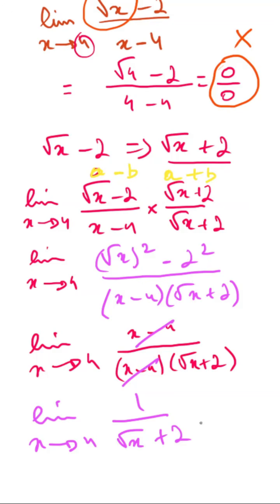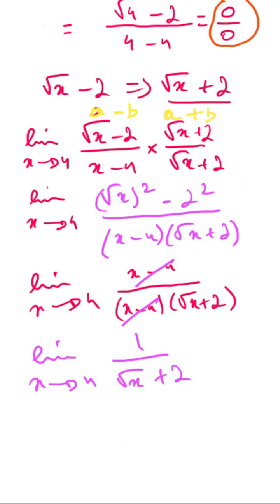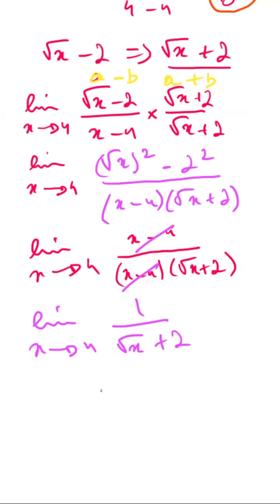Now, when we reach this one, we reach a form that we think can be solved by substitution. So let's substitute x by 4 and see if we get a result that's not an indeterminate form. So it is equal to 1 over square root of 4 plus 2. So it is 1 over 2 plus 2, which is 1 over 4. So we got the limit.